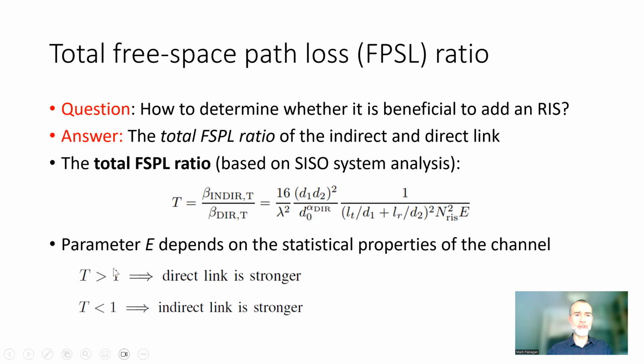By looking at this parameter T, if T is larger than 1, then of course the direct link is stronger. So our main gain is coming from the direct link, and it's perhaps not worth putting in the RIS technology due to its cost. Whereas if T is much less than 1, then of course we're getting a lot of gain from the RIS, and it's actually worth putting in that technology. We found that even though we derived this formula for the SISO system analysis, it is quite useful as a rule of thumb for the MIMO case.